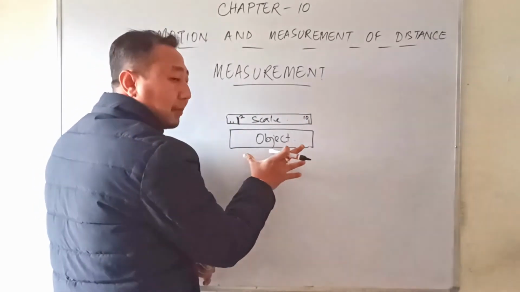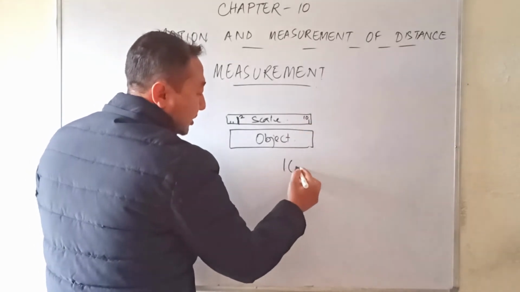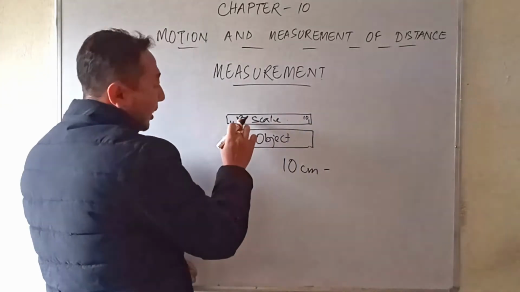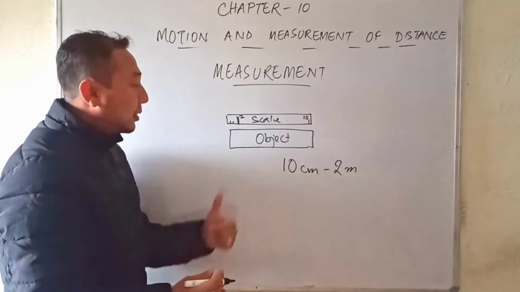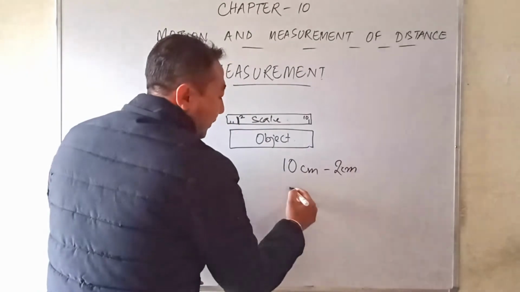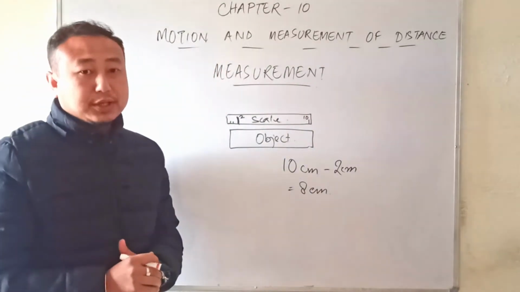So the correct length of this object will be given by the final marking, that is 10 centimeter, minus the initial marking that we have taken, that is 2 centimeter. So the length of this object will be equal to 8 centimeter. So in this way we have to measure.